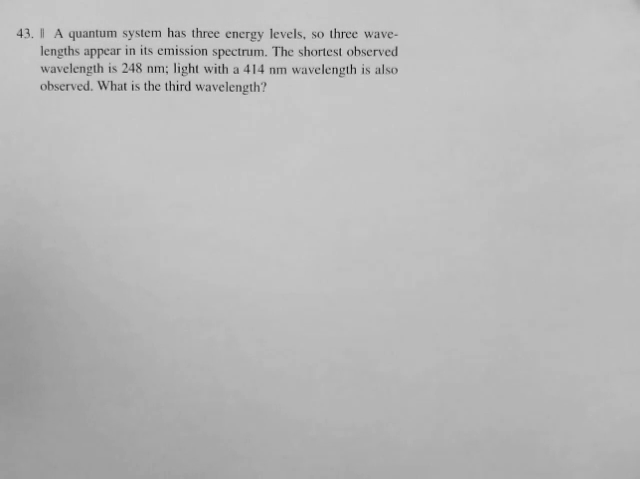Question 43 asks the following. A quantum system has three energy levels, so three wavelengths appear in its emission spectrum. The shortest observed wavelength is 248 nanometers. Light with a 414 nanometer wavelength is also observed. What is the third wavelength?